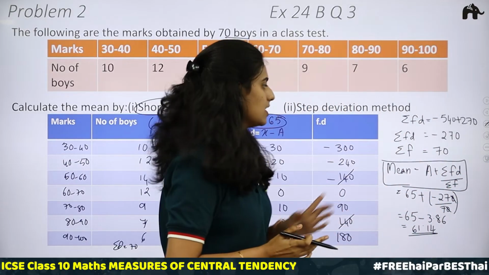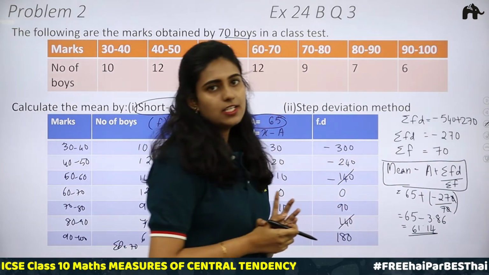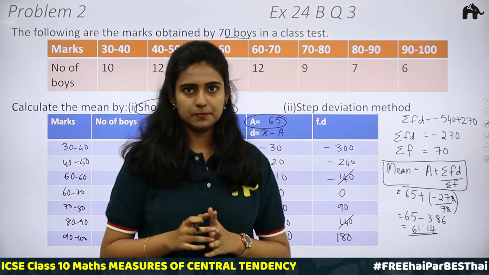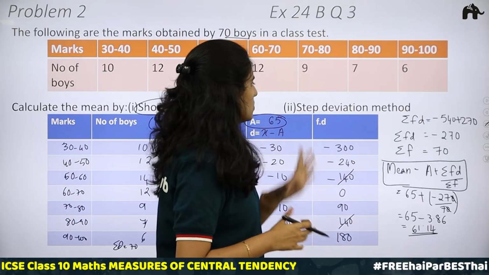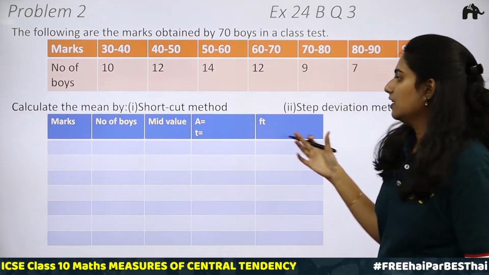Assumed mean A plus summation FD divided by summation F, you will be getting final answer 61.14. So, this is a required mean. Clear? So, next we will be finding using the step deviation method. For step deviation method, here we have the table.